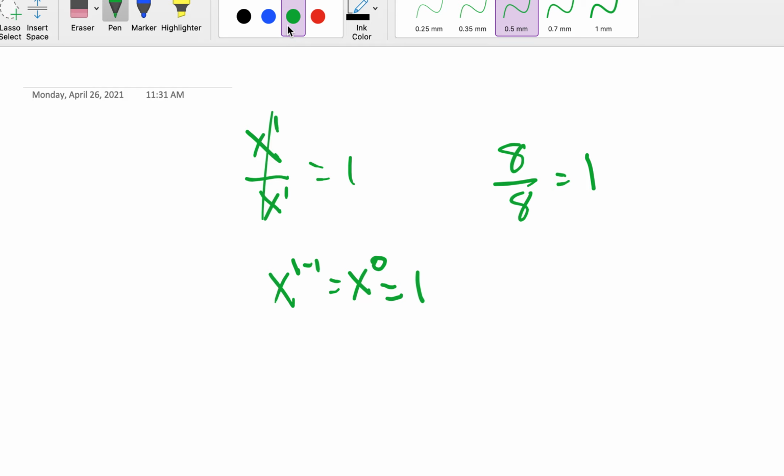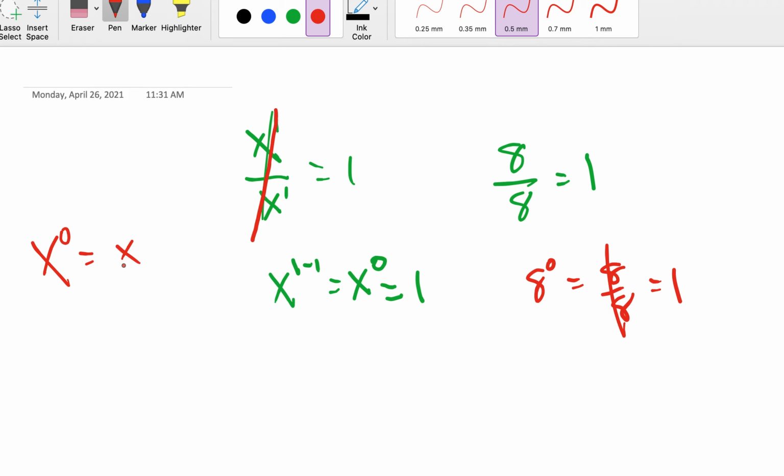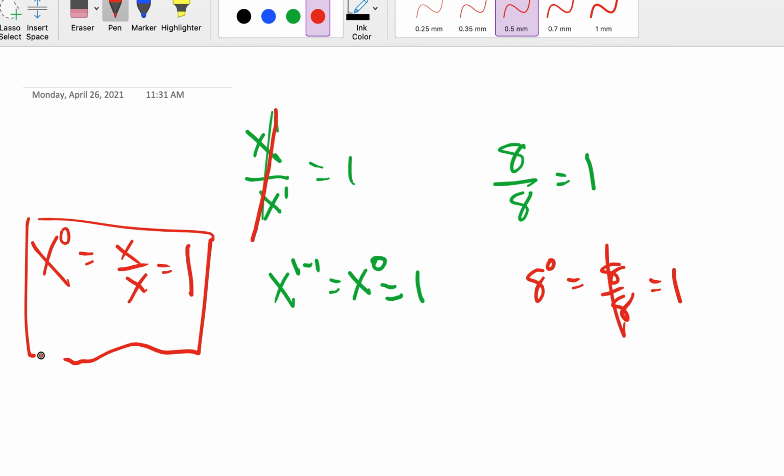And we say that's 1 because really what's happening is the x is canceled out. So 8 to the 0 really means 8 out of 8, which cancels out to 1. x to the 0 really means x over x, which cancels out and becomes 1. So really what's happening in an exponent to the 0 power is you have something divided by itself.